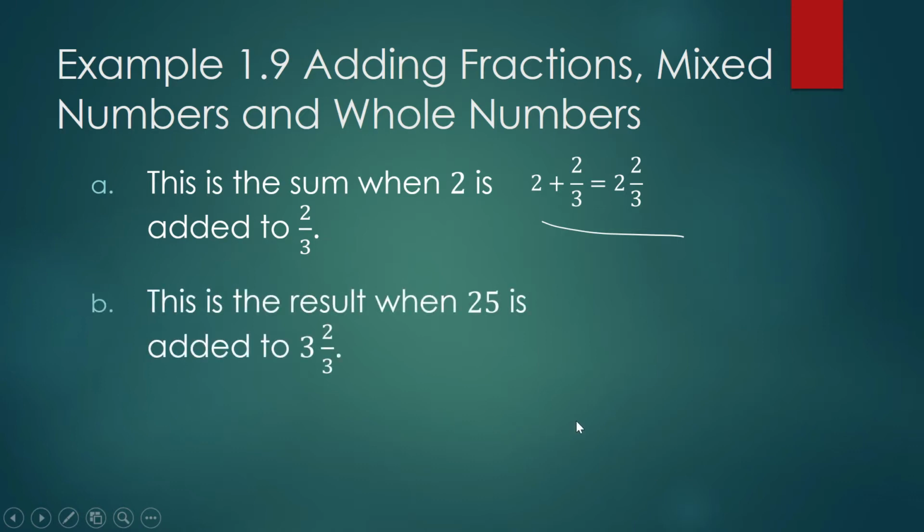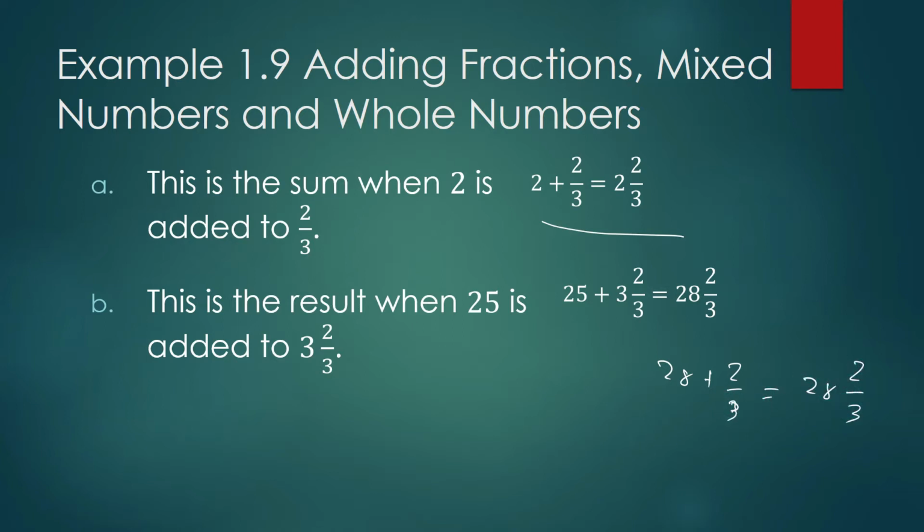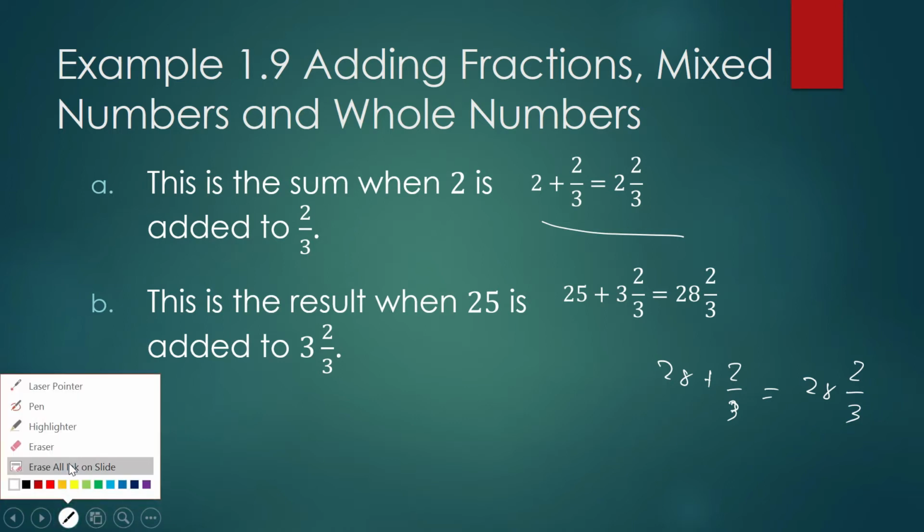This is the result when 25 is added to 3 and 2/3. So you can just add the whole numbers first. 25 plus 3 is 28. And then you add 2/3. 28 plus 2/3. So this is just the same as 28 and 2/3.